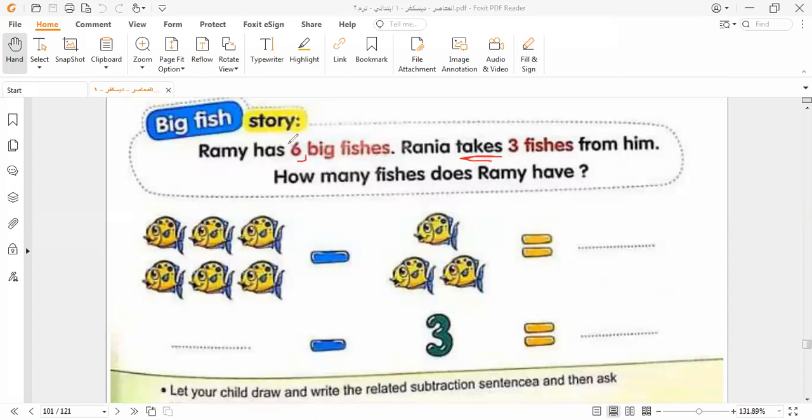Here is six. If we make minus three, it will be what? Six minus three. We have six in our hand, we took three from the six, and we have three left. So the answer will be three here. Here is six, and here is three. So the remainder is three. Okay, let's go to another one.